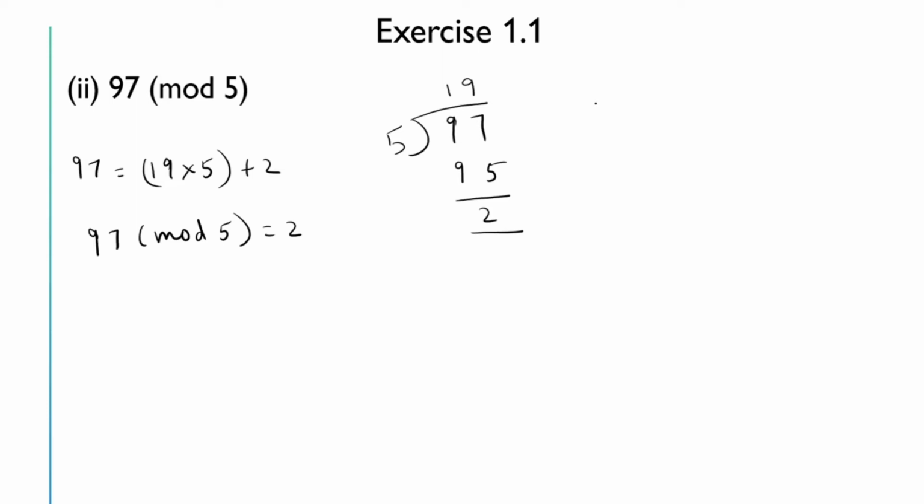We can write any number A as the quotient into the divisor plus the remainder. So here 97 is nothing but 19 into 5, quotient is 19 into divisor is 5 plus remainder is 2. So any number we can write in this form.